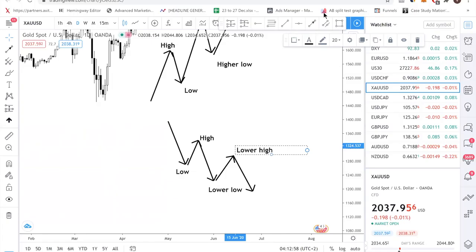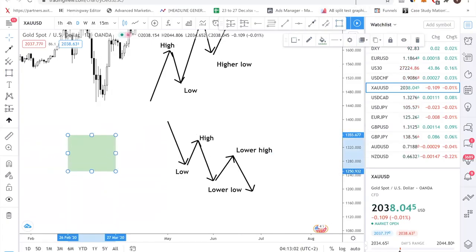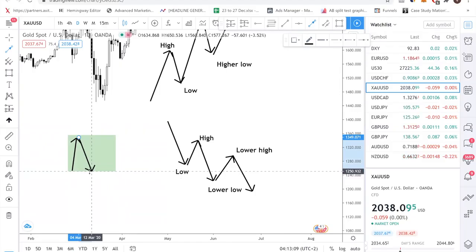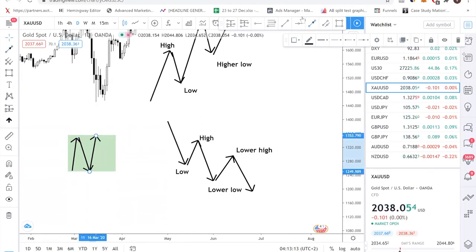And of course, the last one is very straightforward also. It's when price is just trading in a range. Basically it goes up, it goes down, it goes up, it goes back down, something like this. So this is a trading range.